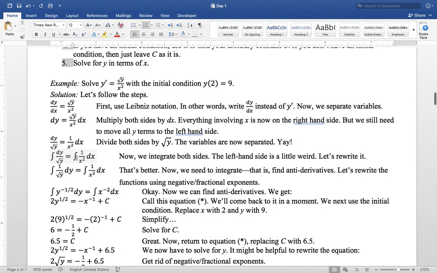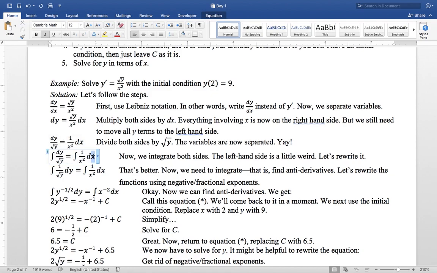Now that the variables are separated, you're going to integrate both sides of the equation. So I'm just going to slap an integral in front of both sides of the equation. On the left-hand side, we're integrating with respect to y. Y is the variable. You can see the dy there. The dy is telling you that you're integrating with respect to y.